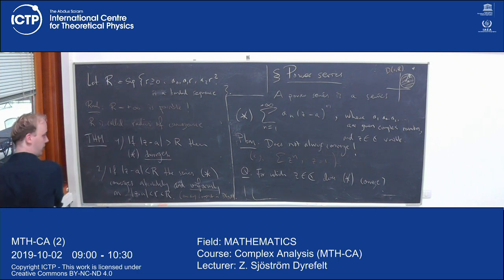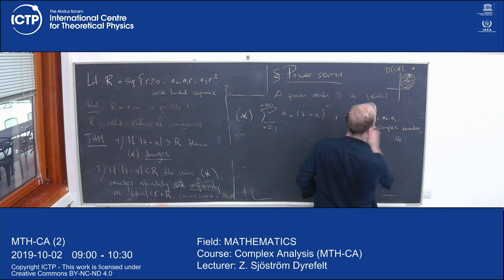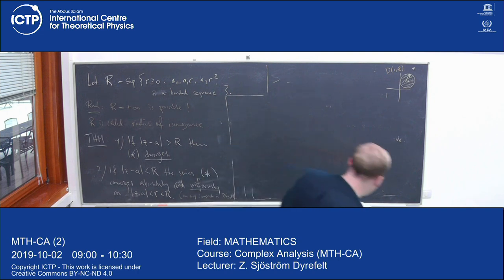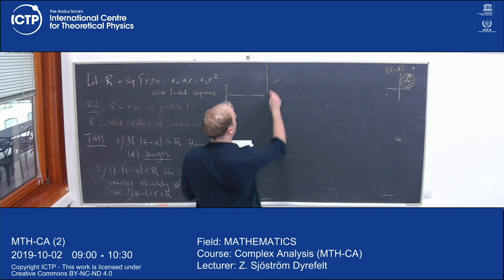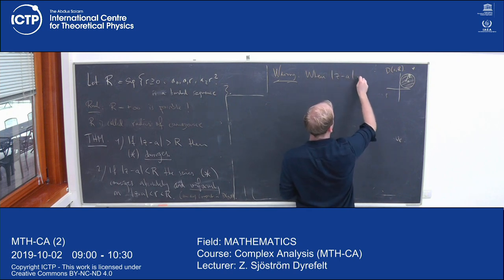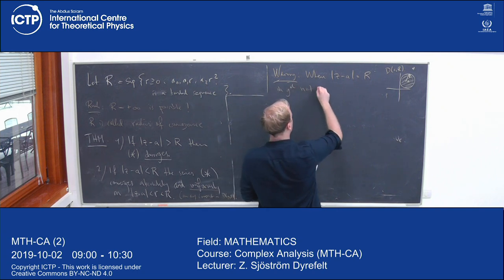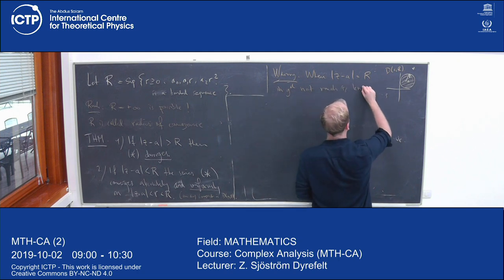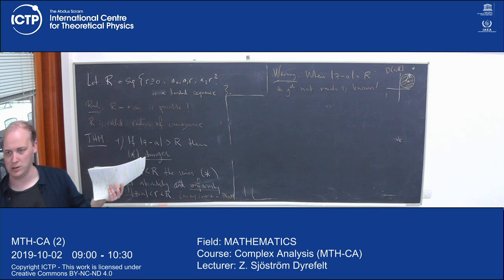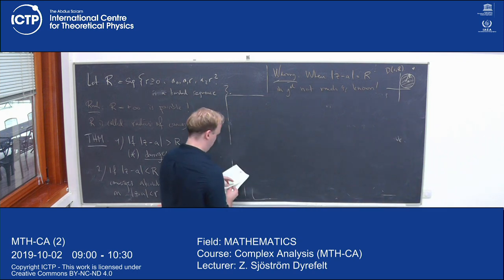And on the boundary of this disk, in general, you don't know much about convergence. So warning, when the absolute value is exactly equal to R, we do not know much. In general, not much is known. So be aware of this. Often you can compute this R, and then you have to check somehow by hand on the boundary. This is a typical thing to happen.